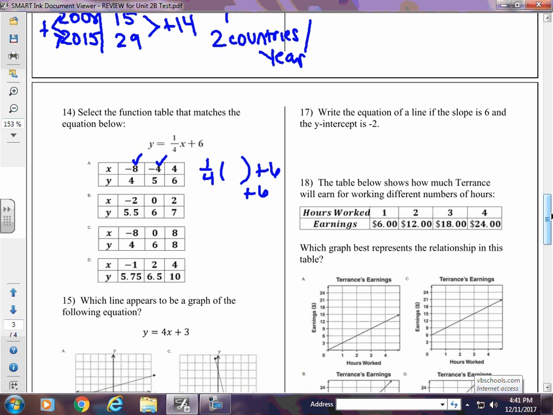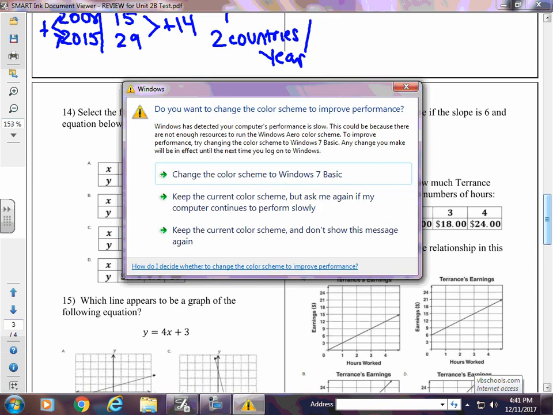So if I put a +4 in here, 1/4 times 4 is a +1. 1 plus 6 is 7. It did not work. So if you had assumed that because the first two worked, then the third one would work, you would have gotten this question wrong. So A is not the answer.